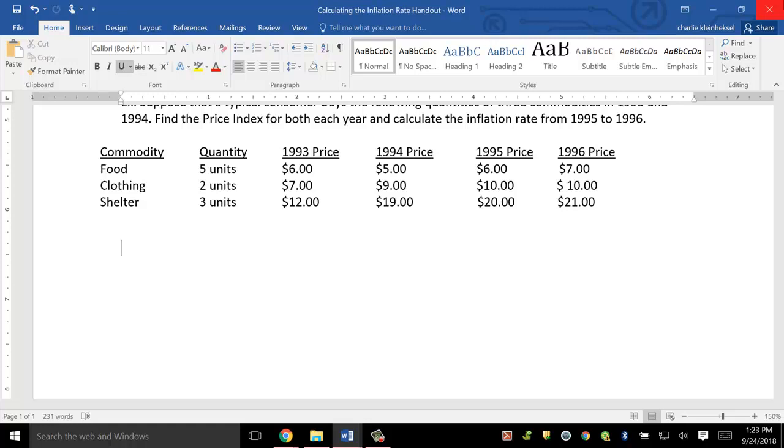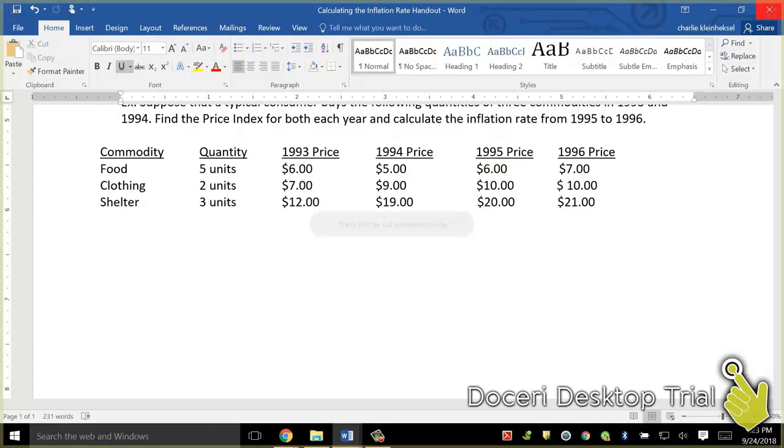Okay, now important to know. With this example, what we are attempting to do is find the inflation rate from 1995 to 1996. Okay? Number one says find your market basket.